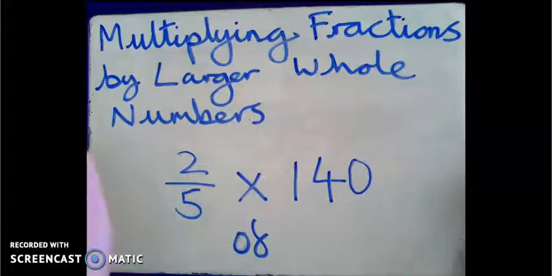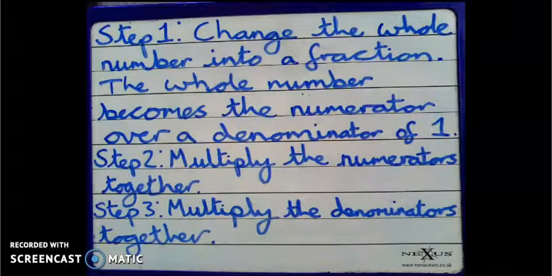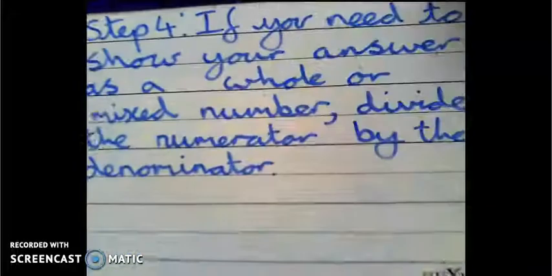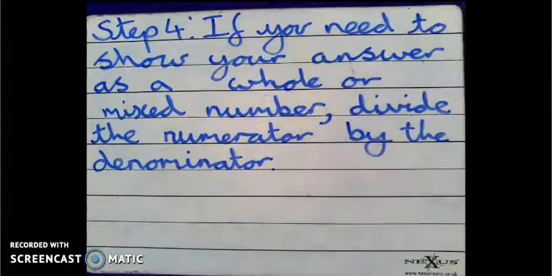Let's go through our steps to success. Step 1. Change the whole number into a fraction. The whole number will become the numerator of that fraction, and the denominator will always be 1. Step 2, multiply the numerators together. Step 3, multiply the denominators together. Step 4, if you've been asked to show your answer as a whole or mixed number, then you need to now divide the numerator by the denominator.